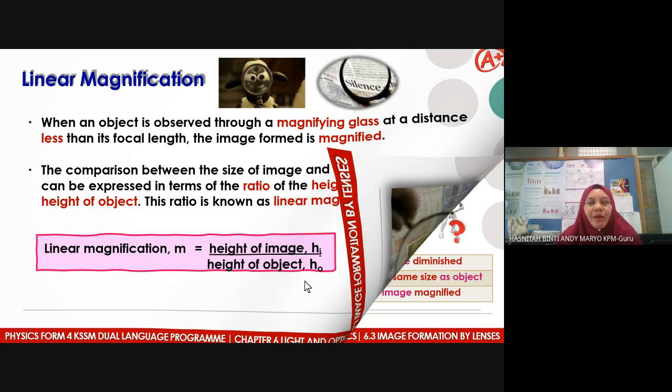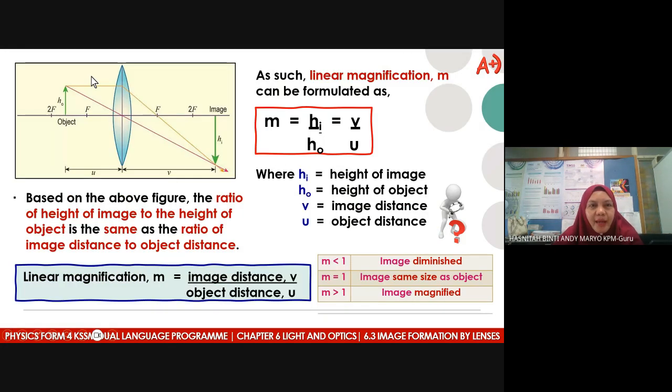For example, as shown in this diagram, we place a convex lens there. The object is placed in between F and 2F, and according to this ray diagram, this is where the image is formed. So we have HO, the height of the object, and HI, the height of the image. We want to know how many times this image has been magnified compared to the object.